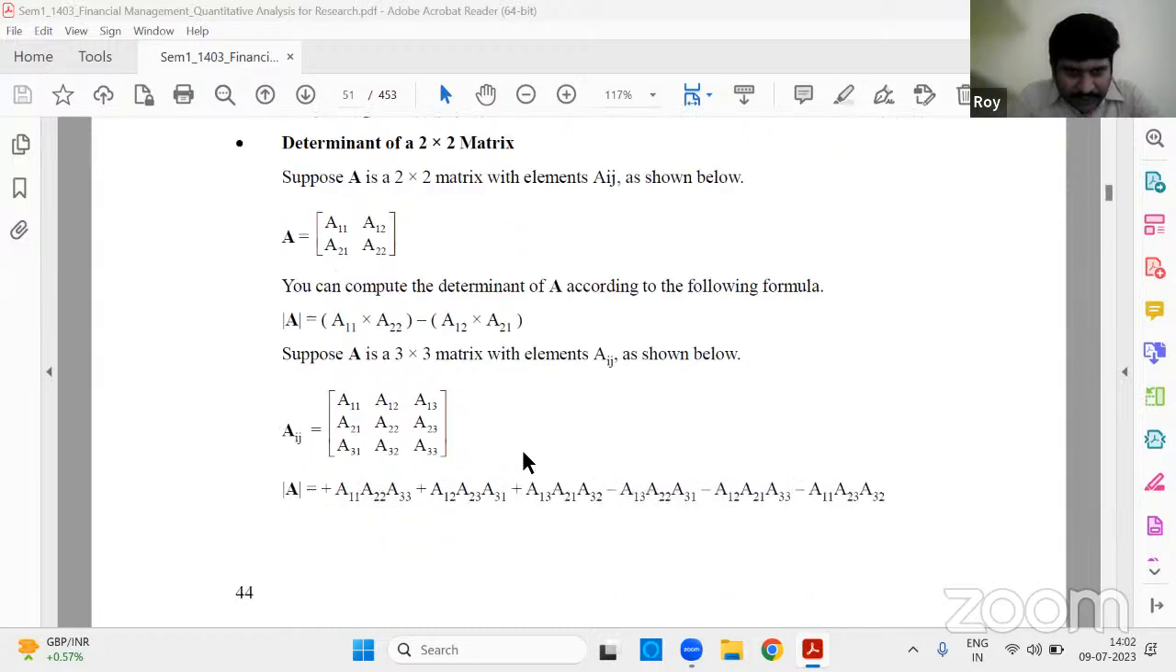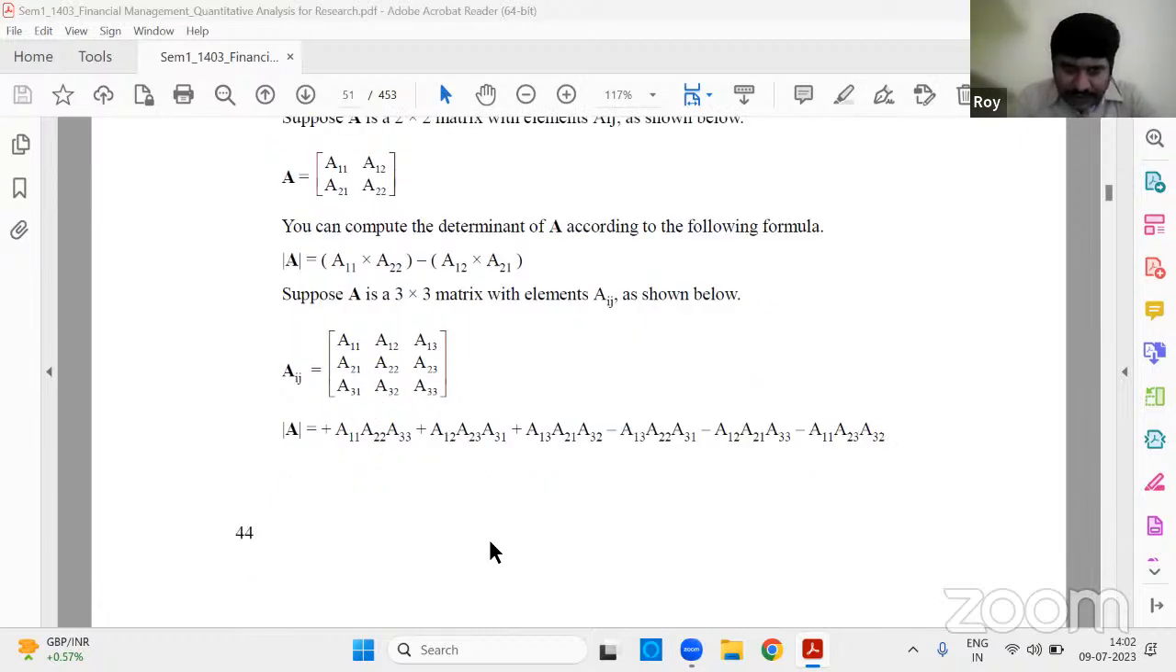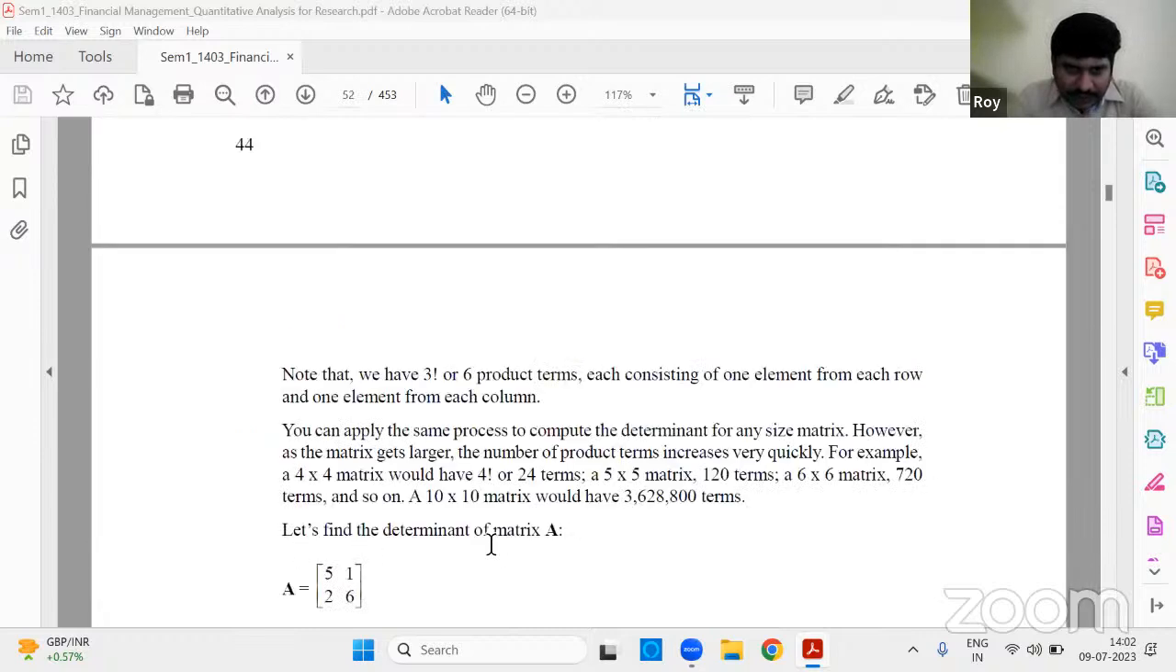If it is a 3 by 3 matrix, see this: A11, A22, A33 multiplication, A12, A23, A31. If you see this, you will understand clearly. This is the formula for a 3 by 3 matrix. How to work on this? Go through the example, you will understand.